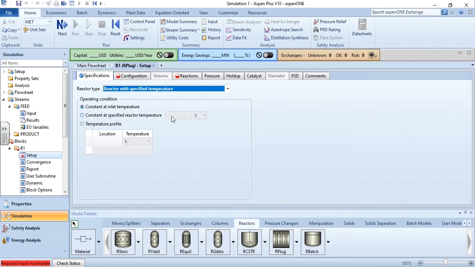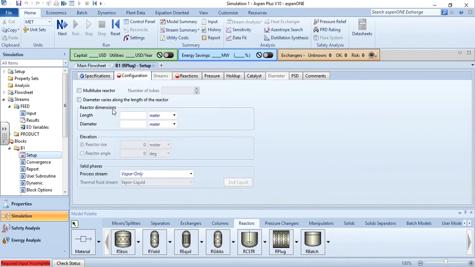Or if you want to specify a reactor temperature which is not isothermal, you can specify temperature over here, or even you can specify a temperature profile. And we have specified a temperature profile in the batch reactor. So this is the first part of it. Then you go to the configurations. These are the reactor dimensions which you have given: 10 ft and 3 ft.